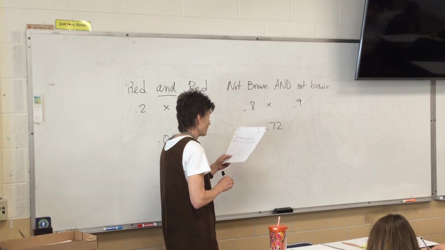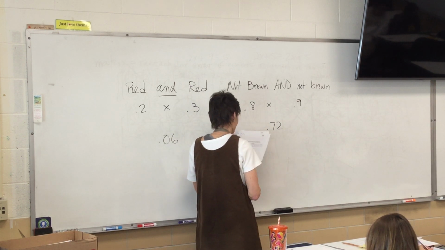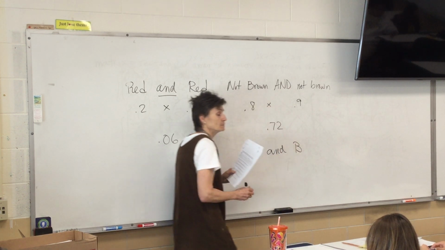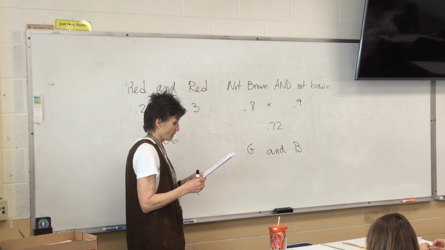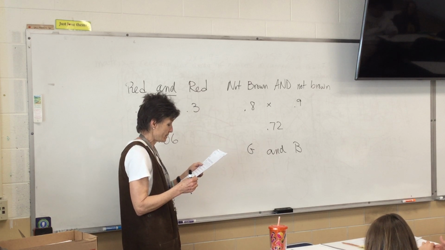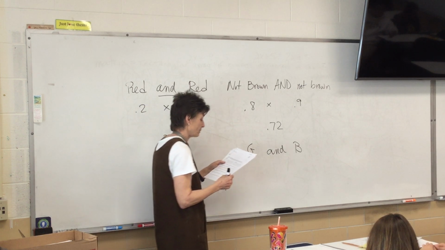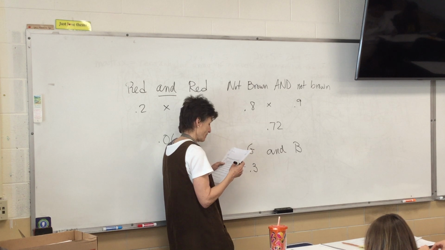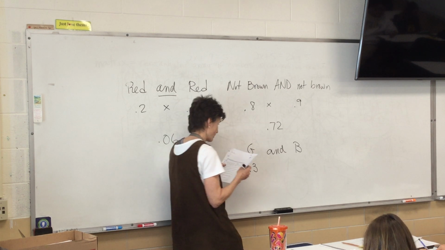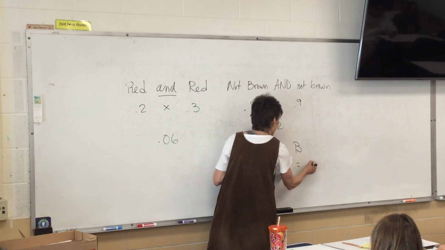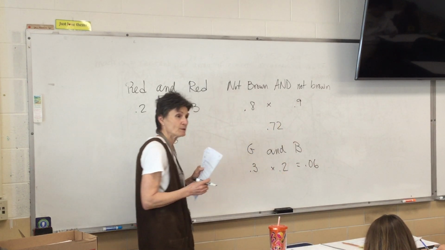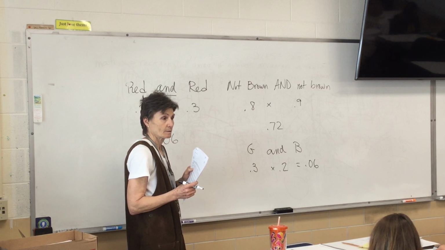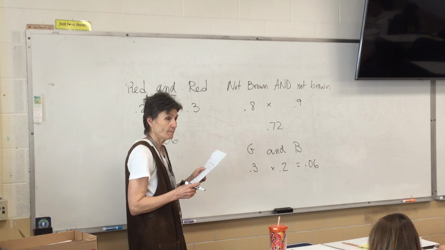Candy is chosen from each bag. What's the probability that the first one will be green and the second one is blue? Okay, so first one is green. So that would be 0.3. And then from Elizabeth, I need blue, so that would be 0.06. Again, 0.3 times 0.2. You okay with that? Yeah, pretty easy.